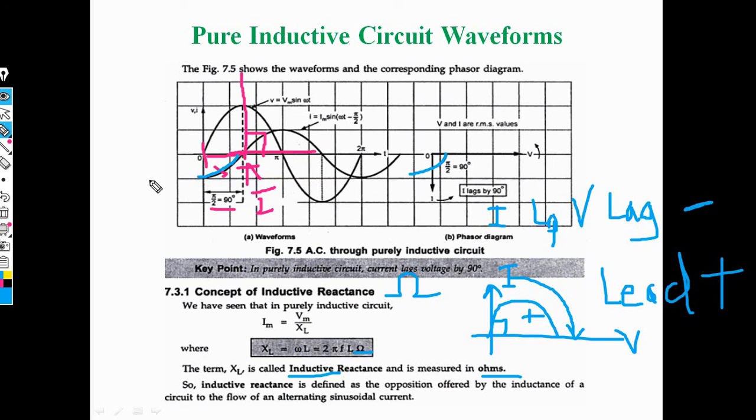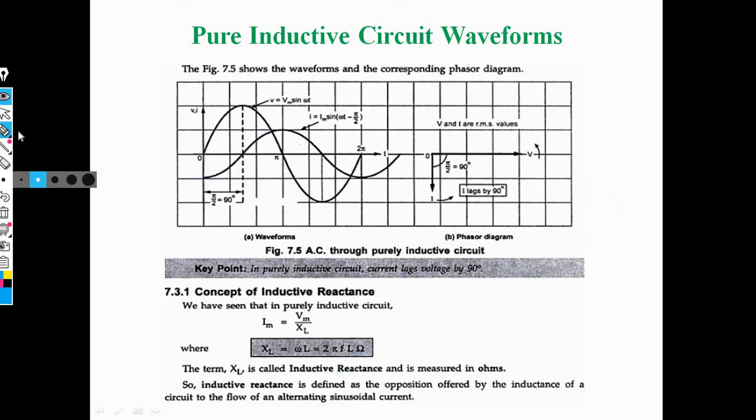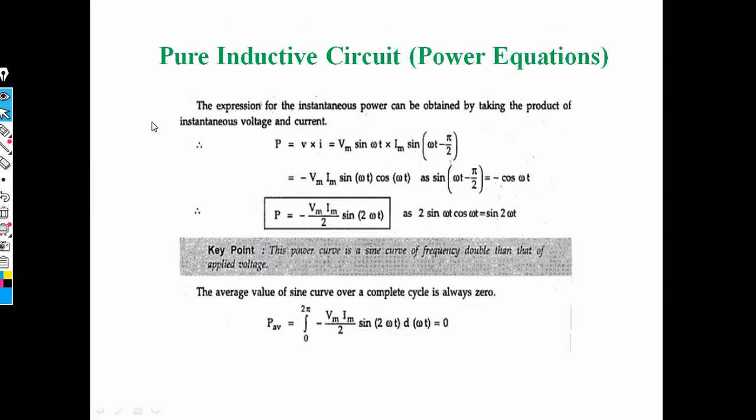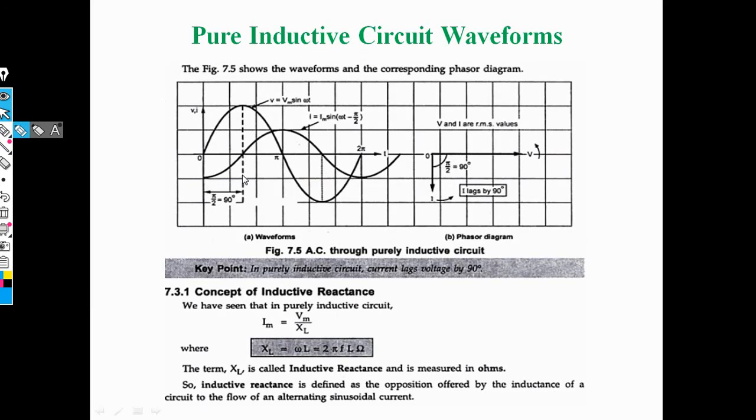Now this is the concept of a purely inductive circuit. Now the last point is the power equation. In the pure inductive circuit we have to make the power equation. In this circuit we have considered V is equal to Vm sin omega t, I is equal to Im sin (omega t minus pi by 2). That is, we have considered the lagging concept, so we take minus pi by 2 for the lagging concept.